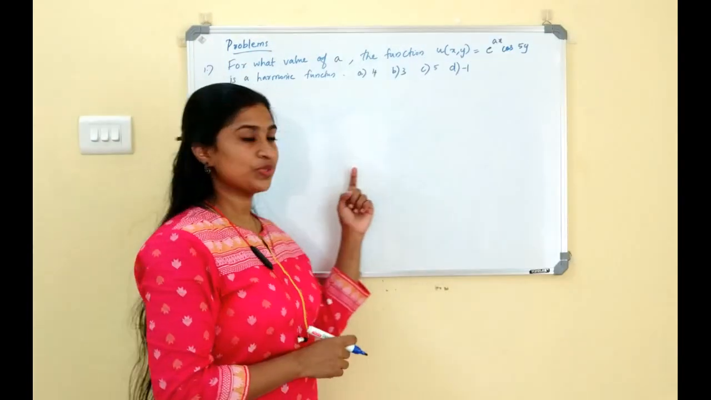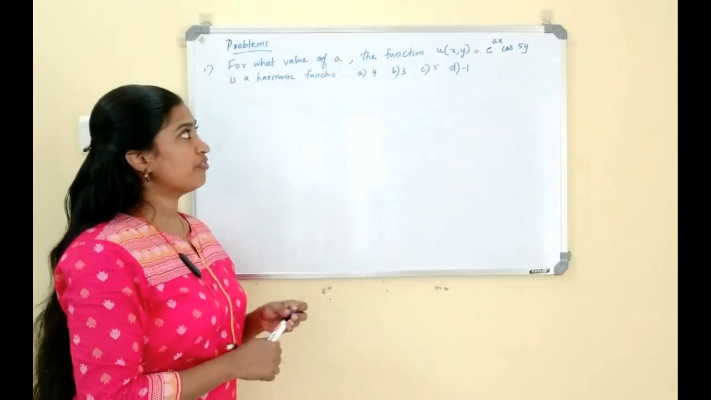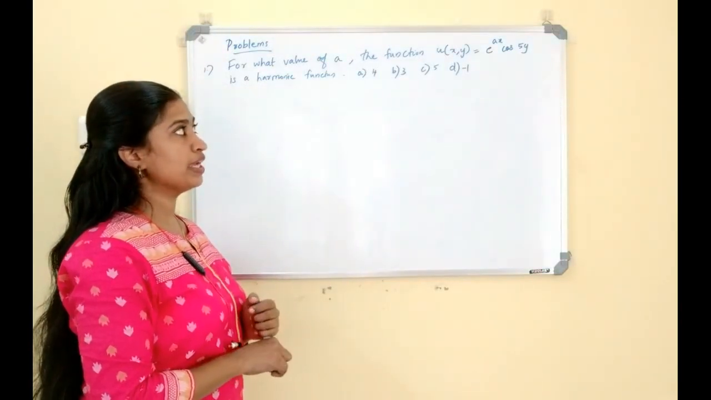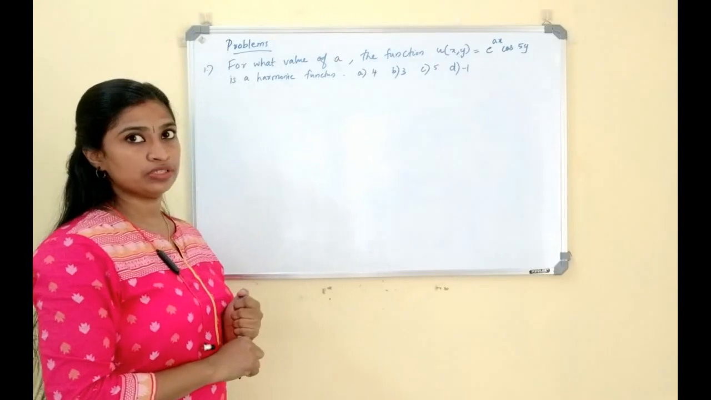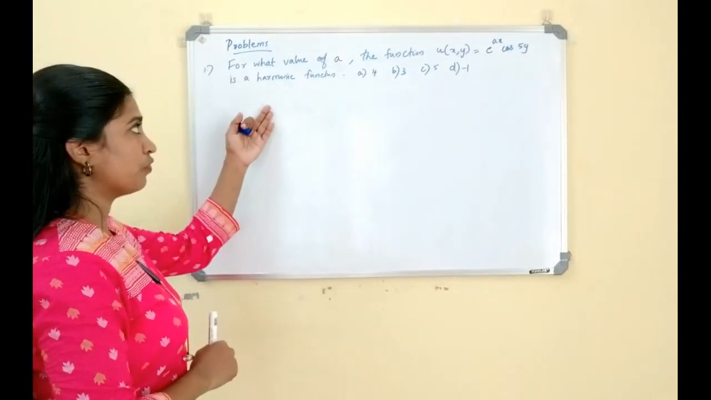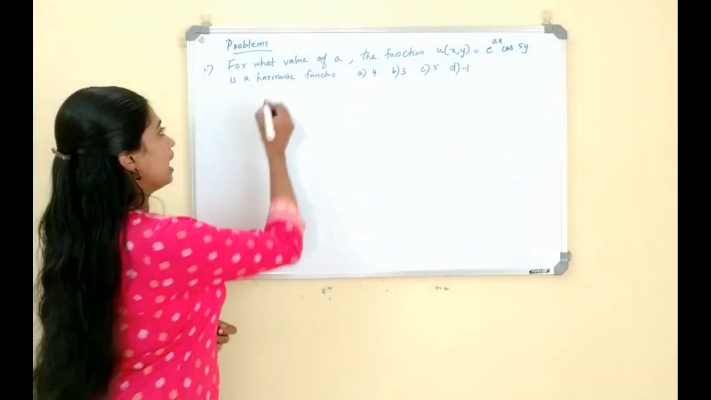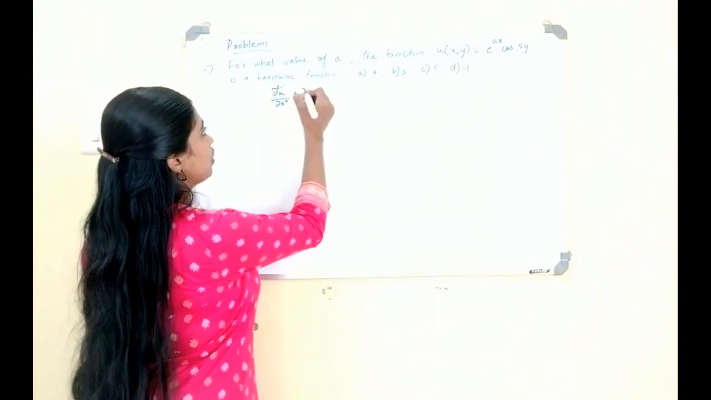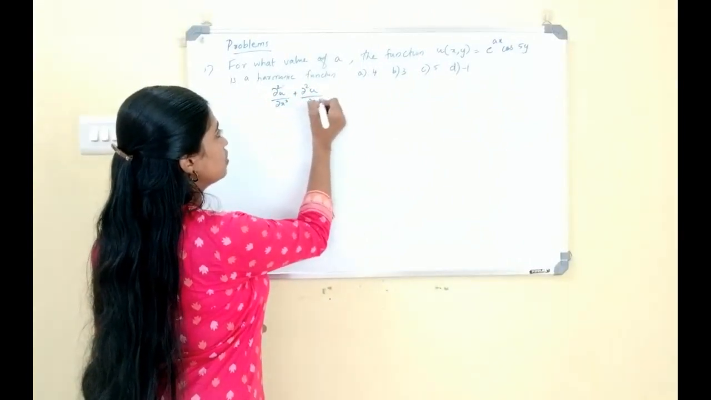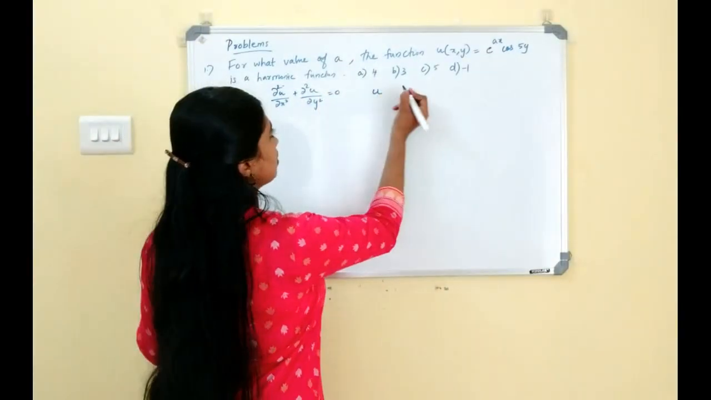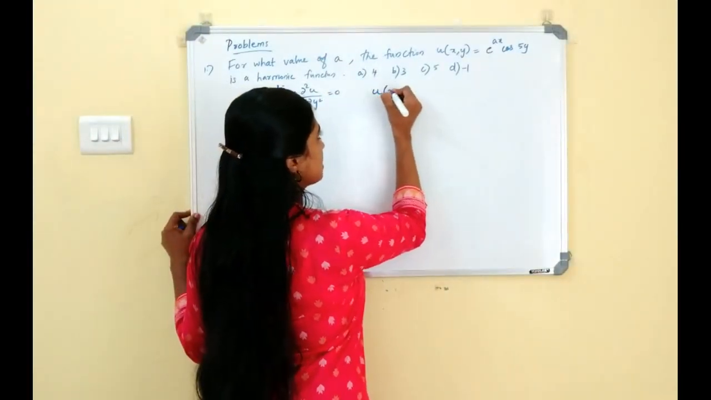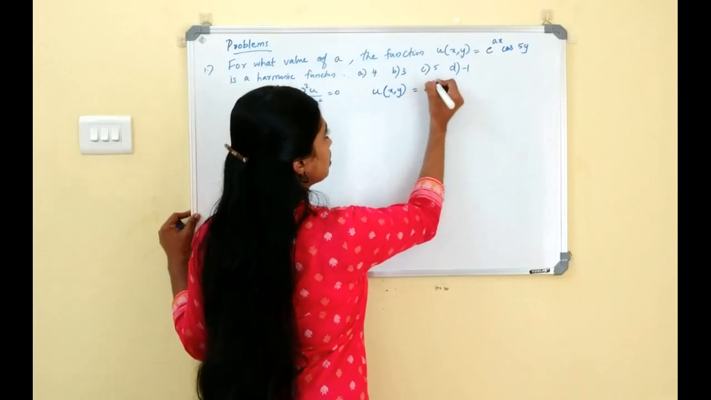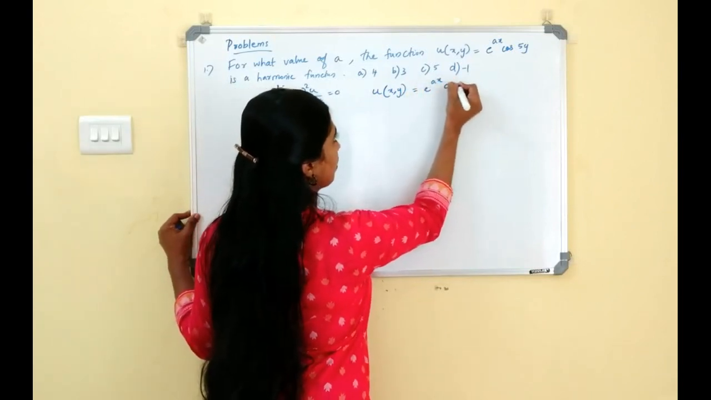Next, this is the next question. For what value of a is the function u of x y equal to e raised to ax cos y a harmonic function? Again, this is a harmonic function, so u satisfies Laplace equation, that is dou square u by dou x square plus dou square u by dou y square is equal to 0. So we have to find partial derivatives with respect to x and y of u. U is e raised to ax cos 5y.